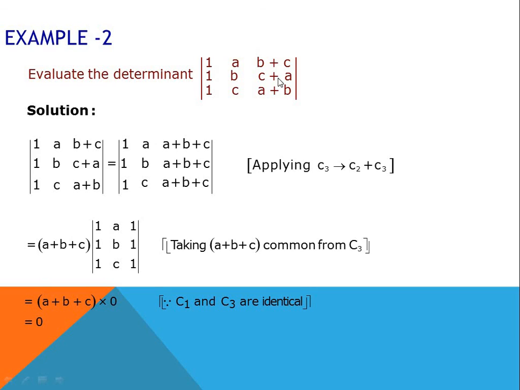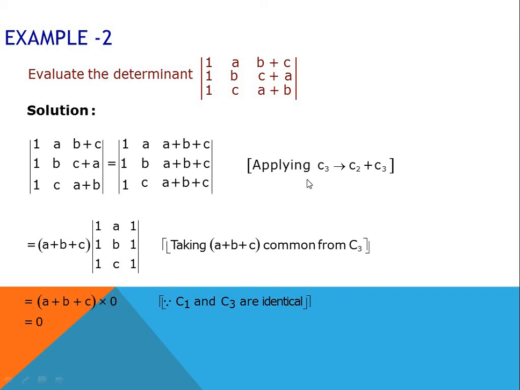Let's move further. Evaluate the given determinant. The first column is 1 1 1, the second column is a b c, the third column is b plus c, c plus a, a plus b. Now the golden rule which I have told you is, you have to operate the determinant in such a way that something comes out as common from any of the rows or columns.